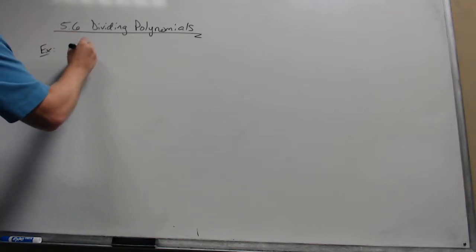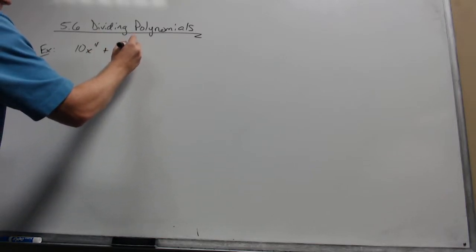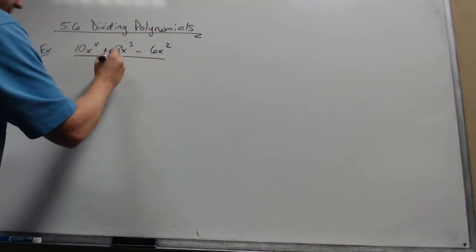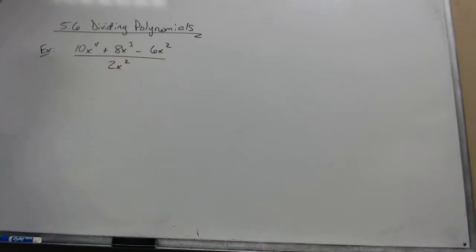5.6, dividing polynomials. This would be the last section in chapter 5. We're only going to focus on one little idea behind dividing polynomials. It's really something we've already done before. We're just going to focus on, all right, what would happen if we divided, let's say, a polynomial divided by a single monomial.